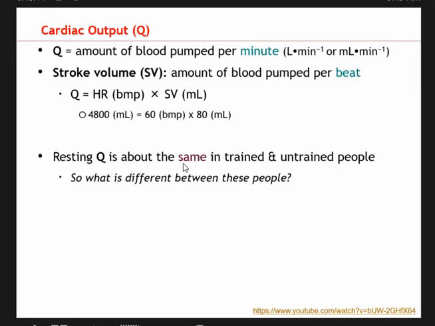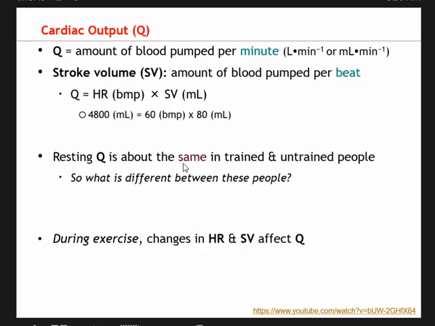And then an untrained person would have a higher heart rate at rest, so maybe somewhere around 70 to 80 beats per minute, and then a lower stroke volume. Another reason that stroke volume is lower in the untrained person is because the heart is not as efficient, not able to pump as much blood to the heart. So lower stroke volume, higher heart rate. When you think about those values, one being higher, one being lower, that's going to even out and give us about the same resting cardiac output.